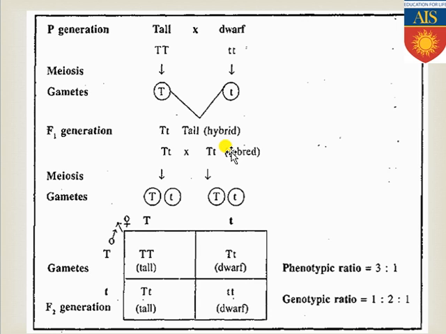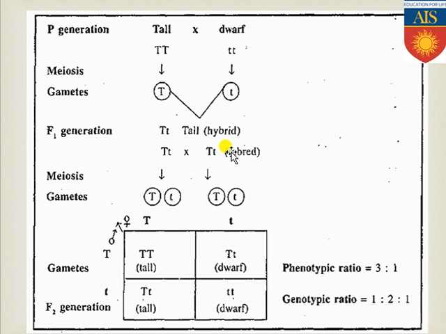Now what has Mendel done? He has done self pollination or selfing. That means he has taken another plant which also has the capital T, small t genotype, and he has crossed between them. After crossing, you can understand both plants are heterozygous, so both plants will be producing two kinds of gamete, capital T and small t.